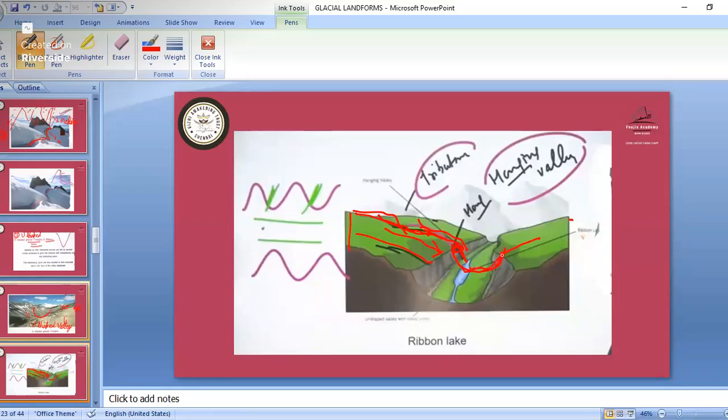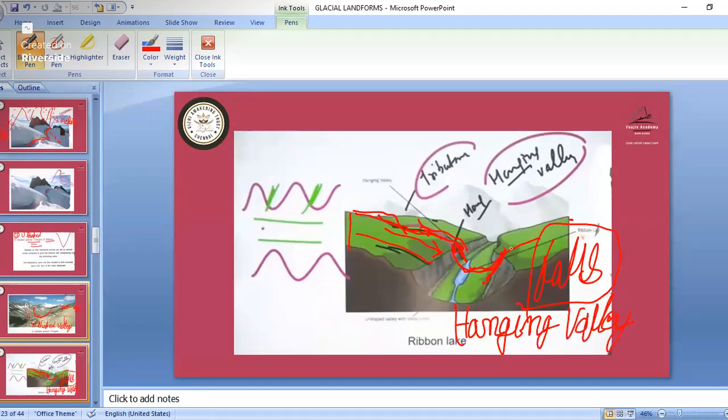So here, what will happen? Here it will be acting like a fall. A fall formation will happen in these areas, and that formation will be known as a hanging valley. Okay, and that formation will be known as a hanging valley.